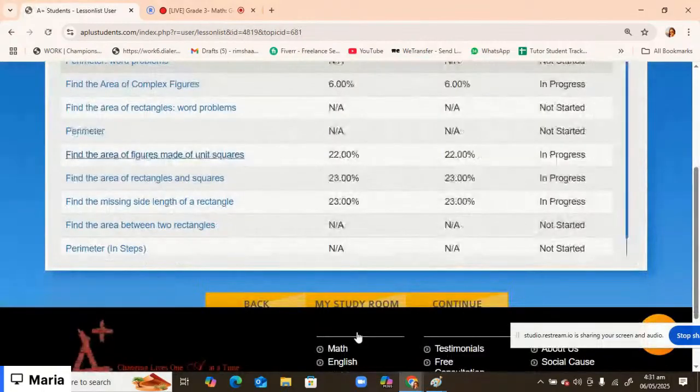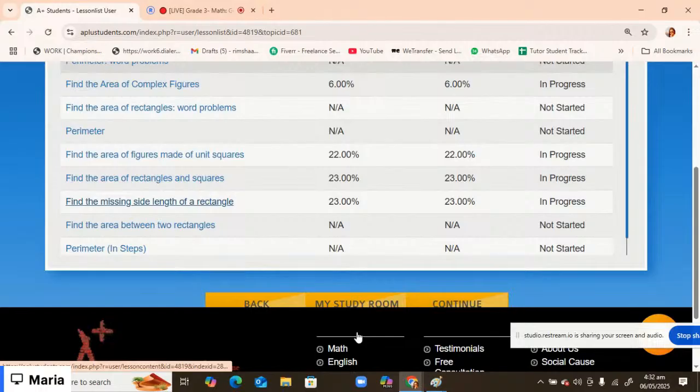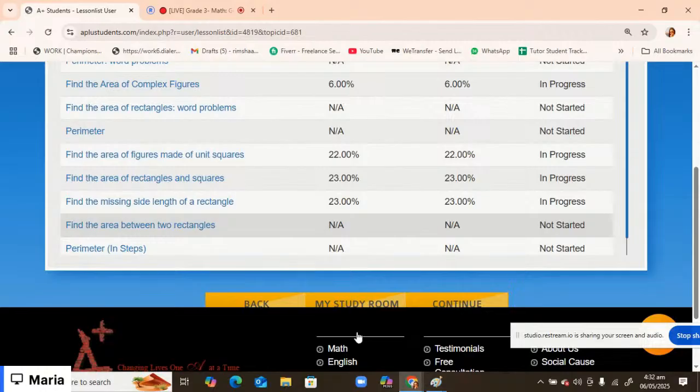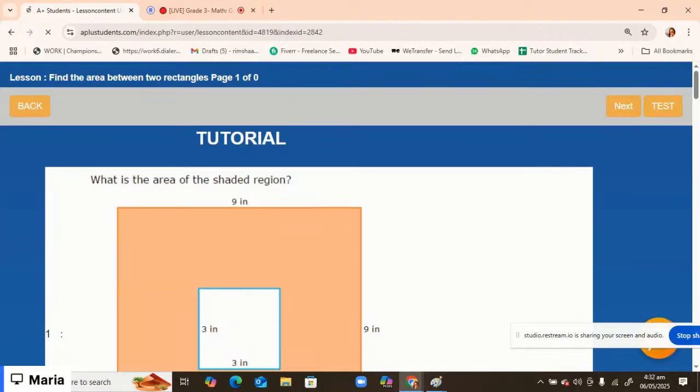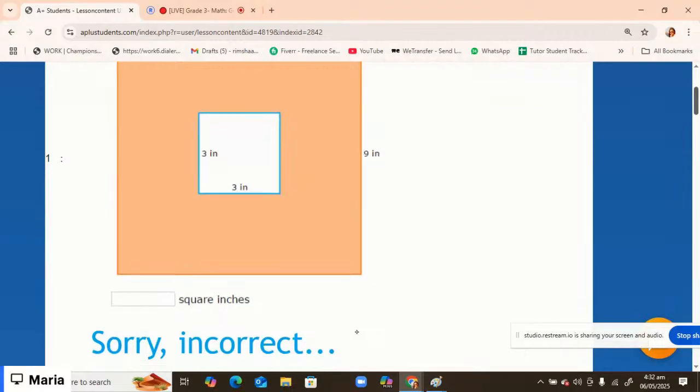So we have done this one: find the area of the figures made of unit squares. Then we discussed this one: find the area of the rectangles and square. After that we discussed this one: find the missing side length of the rectangle. Now we start finding the area between the two shapes. If two rectangles are given, we are just going to find out the area of that. Like one rectangle and then inside of that rectangle, one rectangle, or maybe a triangle, or one square inside of that.